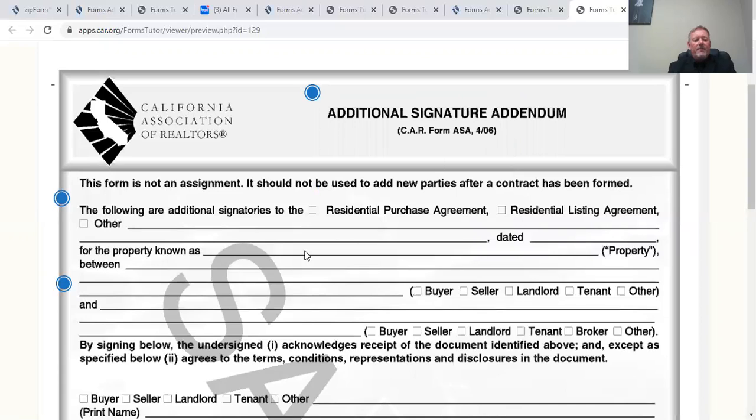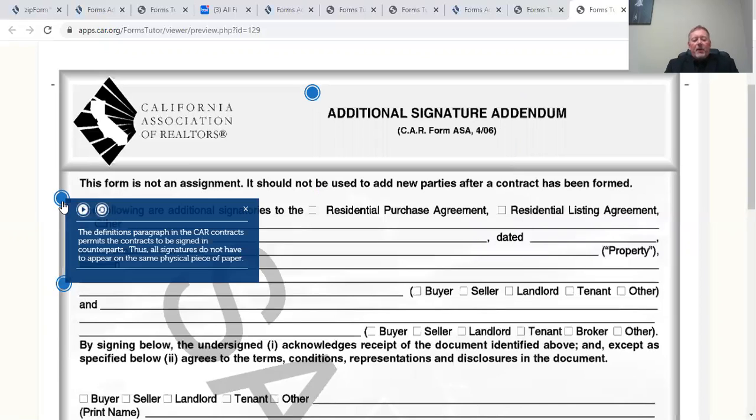So what you have is the additional signatories. Is this going to be a residential purchase contract or a residential leasing agreement? The definitions paragraph in the CAR contracts permits the contracts to be signed in counterpart. Basically, what they're talking about is that all the signatures do not have to appear on the same physical piece of paper.